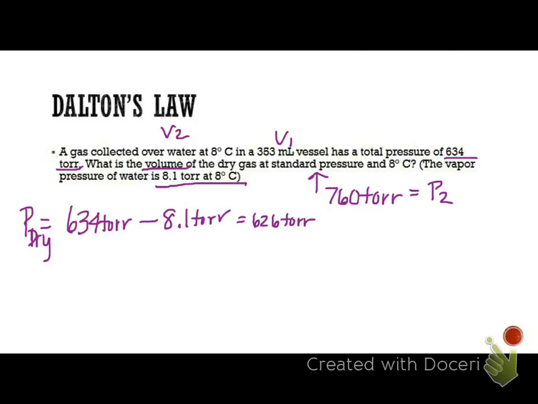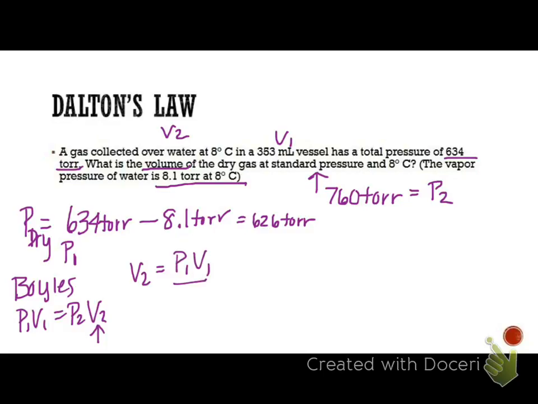Now that's P dry, but it's also our P1 because that's the initial pressure. It wants to know what it would be at standard pressure. When we use pressure and volume, we're going to be using Boyle's law. So P1 V1 is equal to P2 V2, and this is what we're solving for. V2 is going to look like this: P1 V1 over P2.